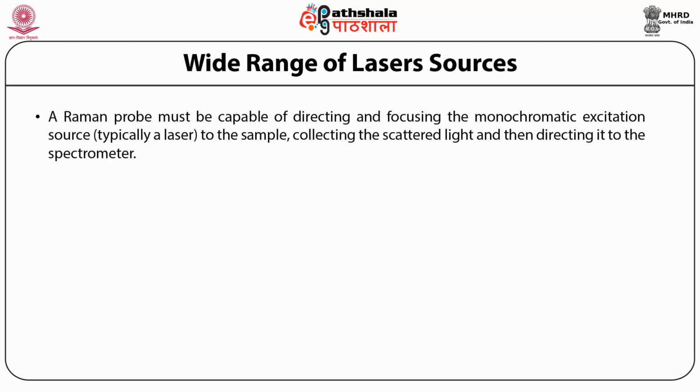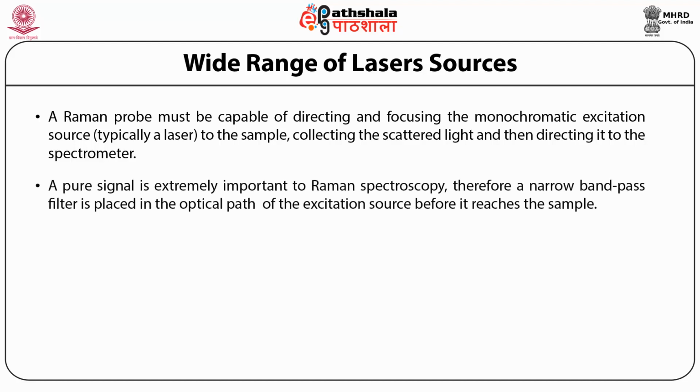A Raman probe must be capable of directing and focusing the monochromatic excitation source, typically a laser, to the sample, collecting the scattered light and then directing it to the spectrometer. A pure signal is extremely important to Raman spectroscopy. Therefore, a narrow band pass filter is placed in the optical path of the excitation source before it reaches the sample.